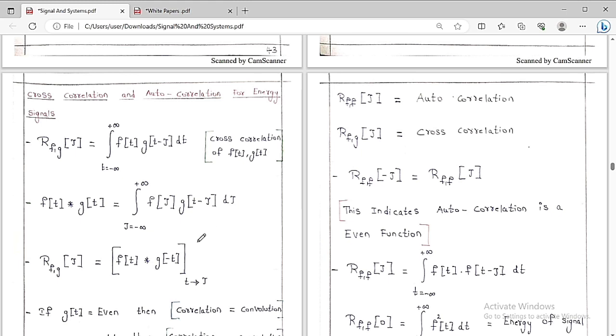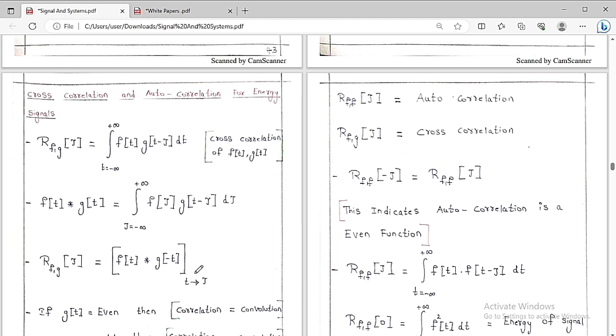Listen carefully to what I am trying to tell you. If you want to find the relation between these two things, what is the relation? R of f comma g of tau is equal to f of t convolution of g of minus t, integration, replace t by tau. This is what you have to keep in mind.